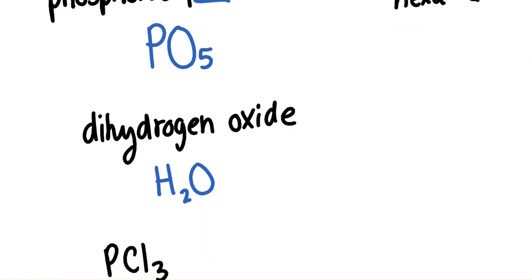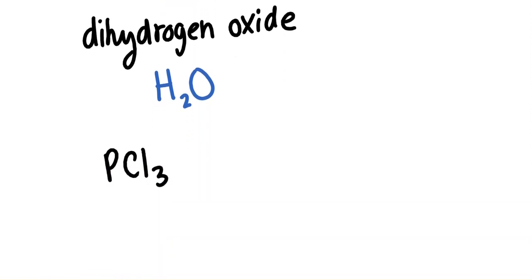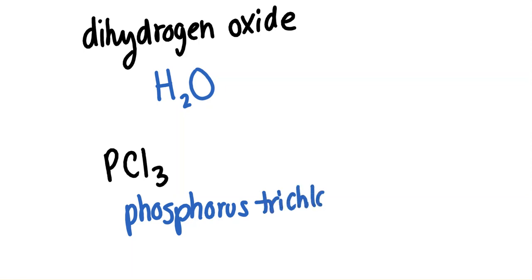Plus we can go backwards. If we want to go to the name, we're going to just name them in order. And then use a prefix. We didn't say mono, but we use a prefix. Like so.